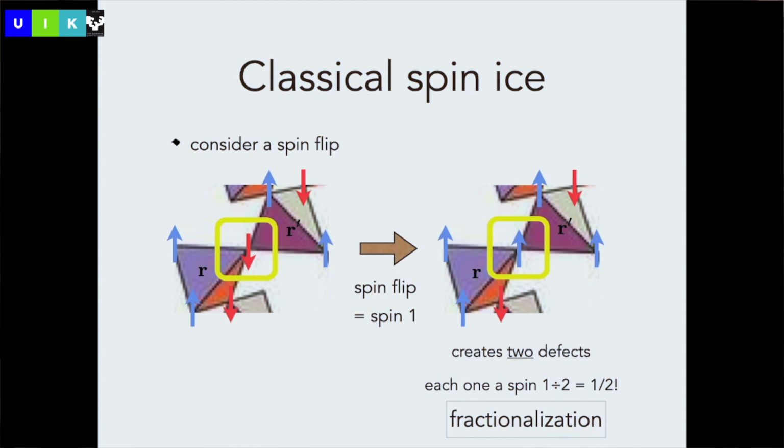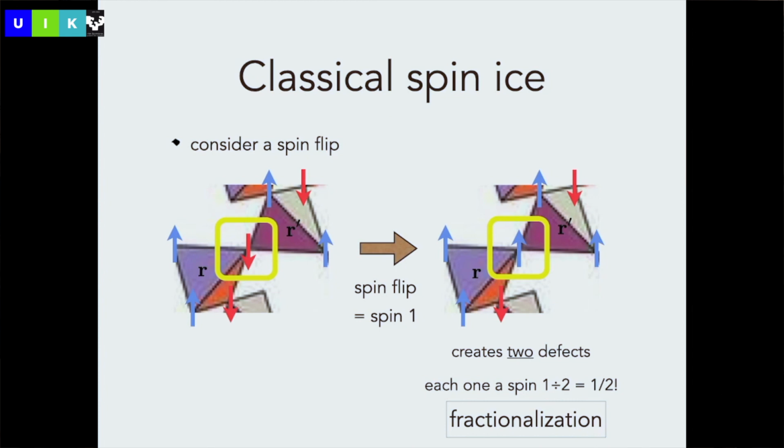Okay, and I decide here to do a spin flip. Remember, this is what we have been doing before also, spin flips and then separating them. And what I see if I do a spin flip is it creates two defects. And by defect, I mean a state which isn't 2 in, 2 out, or 2 up, 2 down. Because if you look at this tetrahedron, now that I've flipped the spin, it has 3 spins up and 1 down, and this one also.